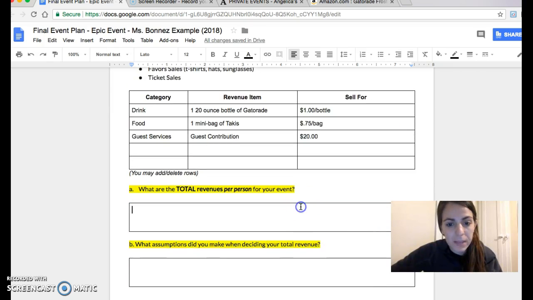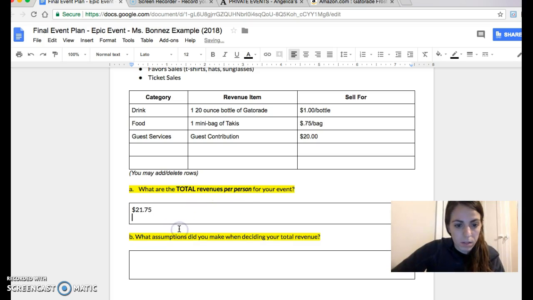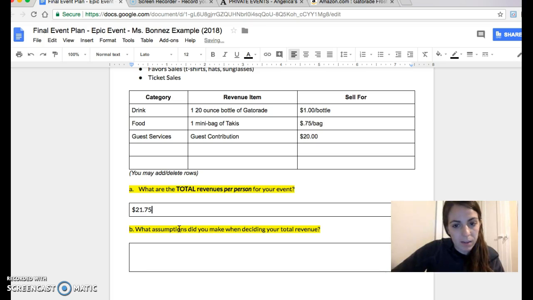All right, so here's how I'm making money for the event. I'm going to assume everyone's buying a bottle of Gatorade, a bag of Takis, and they're also going to contribute $20. So that just means I expect each guest to end up spending $21.75. All right, that's pretty much all you need to put in that box. If you want to show your work that you're adding, that would be great, but I'm fine if you just write the total.